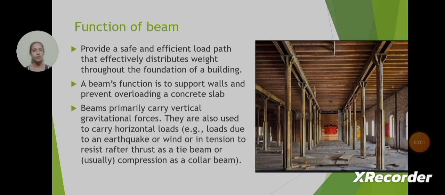Functions of beam. Provide a safe and efficient load path that effectively distributes the weight throughout the foundation of a building. A beam's function is to support walls and prevent overloading a concrete slab. Beams primarily carry vertical gravitational force. They are also used to carry horizontal loads, such as loads due to earthquake or wind, or tension to resist the rafter thrust as in tie beams, or compression as in collar beams.